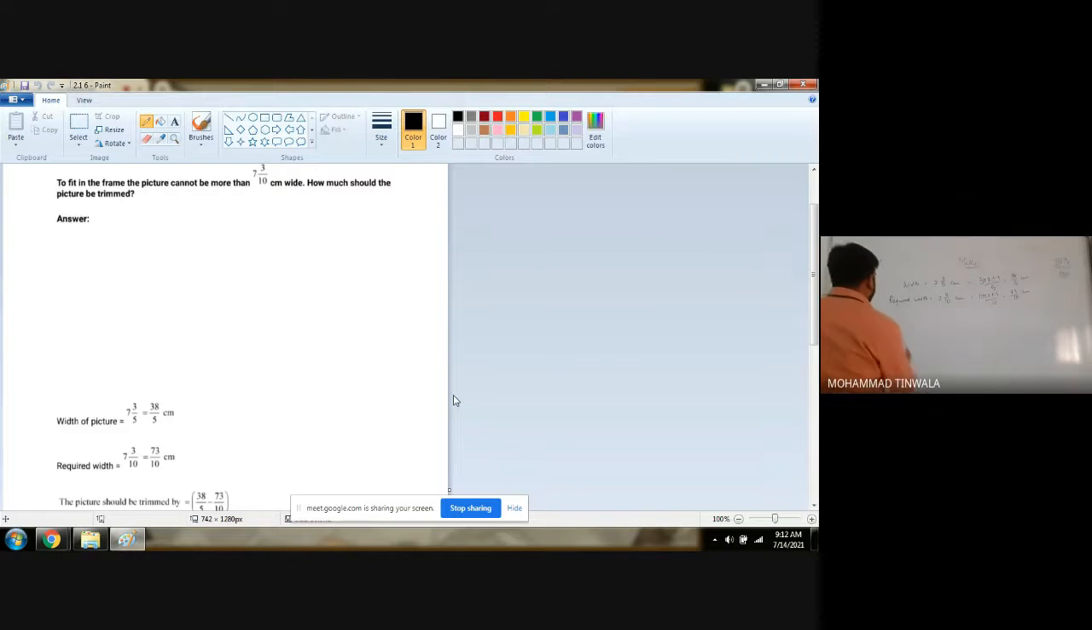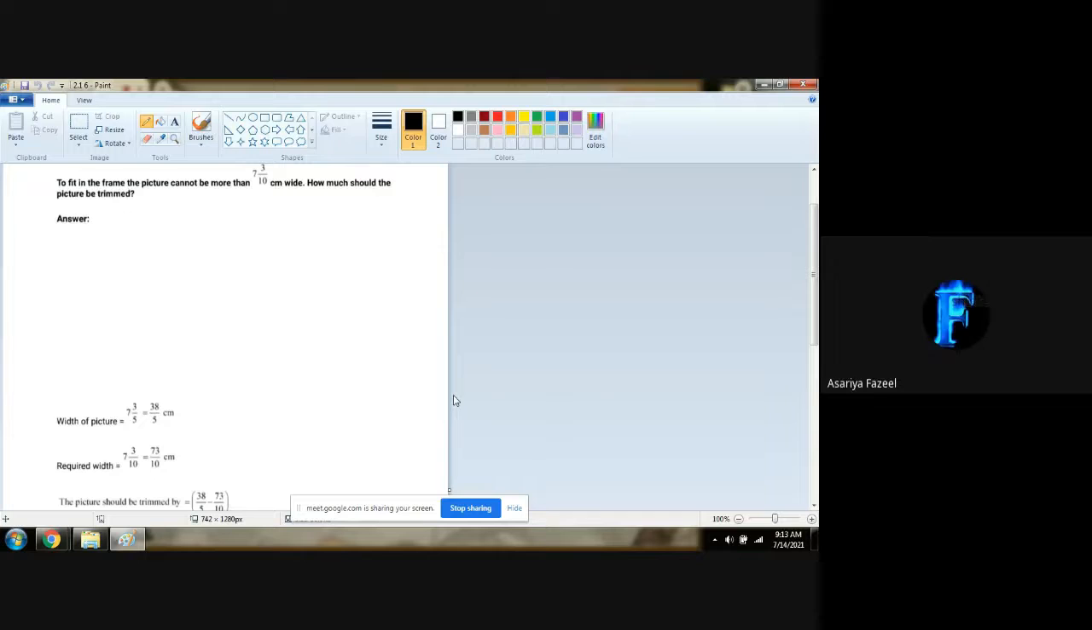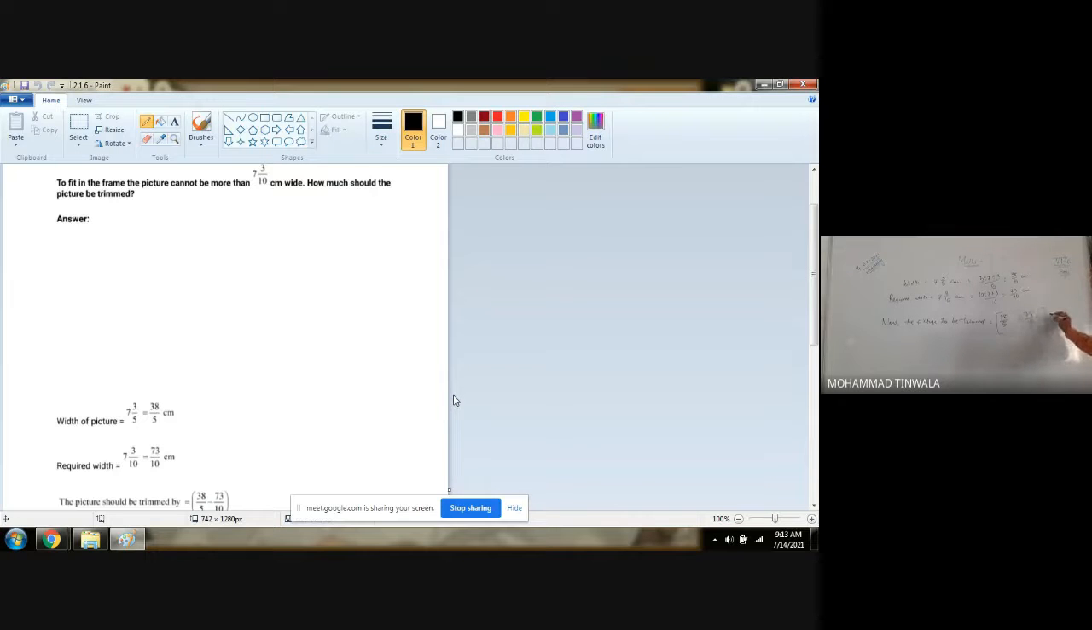Now, our main step: the picture has to be trimmed to fit in the frame. What do we have to do for that? We have to subtract 38 upon 5 centimeter minus 73 upon 10 centimeter. Am I correct or wrong? We can take this centimeter as common outside, so that much centimeter of the picture we have to trim.